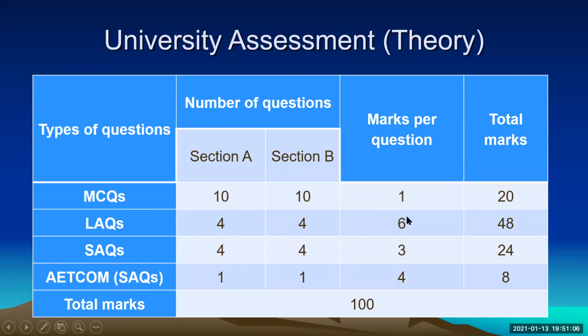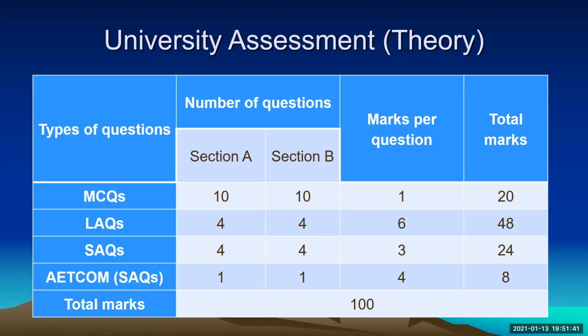These marks I have given as per my understanding, but it is subject to discussion, that one LAQ can have 6 marks and SAQ can have 3 marks for one SAQ. So for one section there will be 10 MCQs, 4 LAQs, 4 SAQs and 1 SAQ of AdCom. But this AdCom SAQ, to make it 100, I have given 4 marks for one AdCom SAQ. Similarly for section 2 also there will be the same distribution, the same number of questions and the same number of marks.